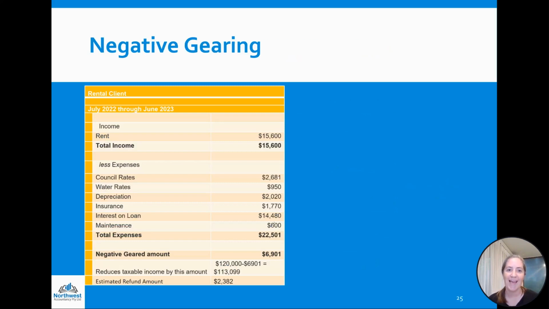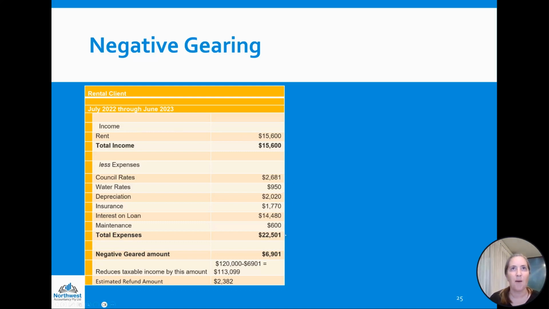Okay, so let's talk negative gearing. Who here has properties? Put a little yes or a thumbs up in the chat if you've got a property. So with negative gearing, we've got an example here of a rental schedule. Up the top, we've got our rental client. They've got their rent coming in of $15,600 per year. I think that's $350 a week in rent. I don't know, I did this a while ago.